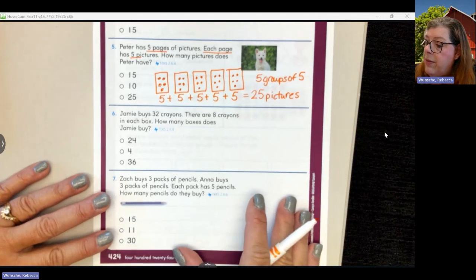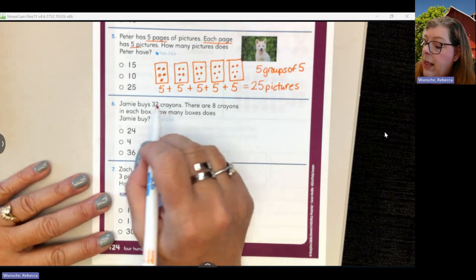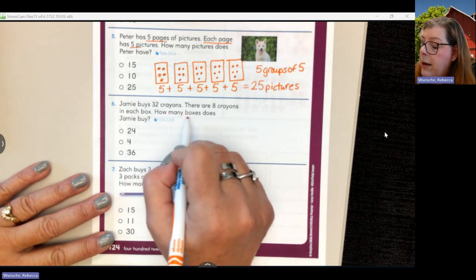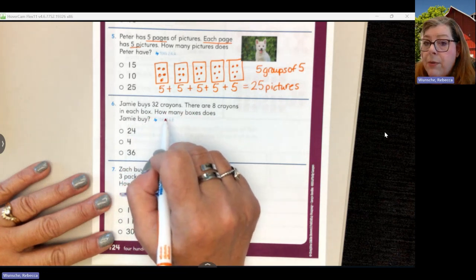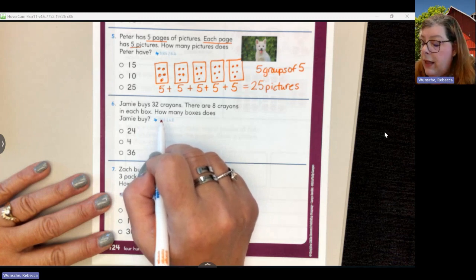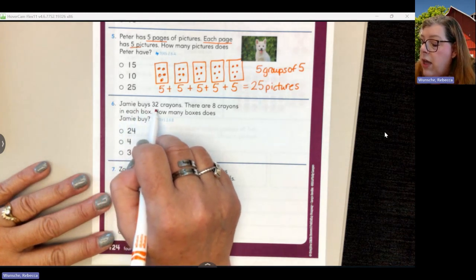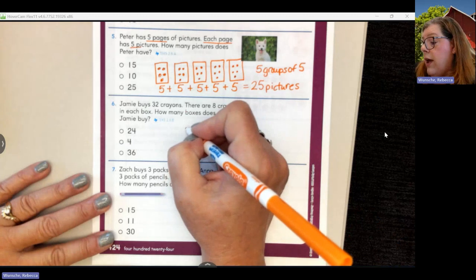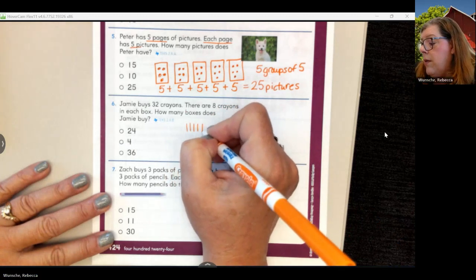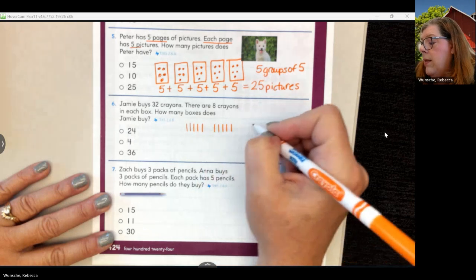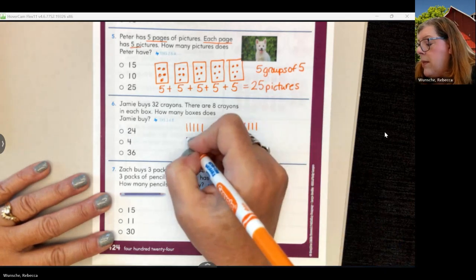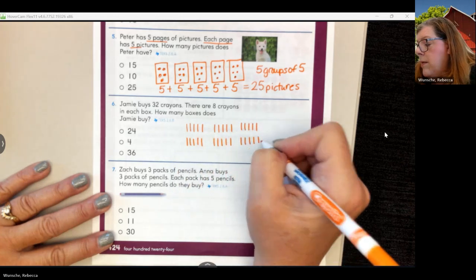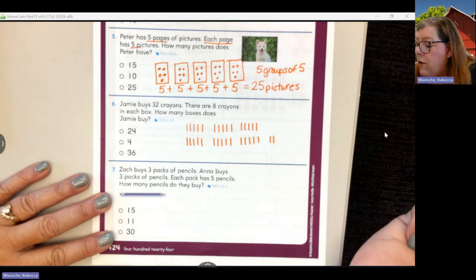All right, let's move on to number 6 and do a division problem right quick. Jamie buys 32 crayons. There are 8 crayons in each box. How many boxes does Jamie buy? Again, I'm going to go one piece at a time as I solve this. So the first thing that I know is that Jamie buys 32 crayons. So I'm going to actually draw that out, 32 crayons. There are my 32 crayons.